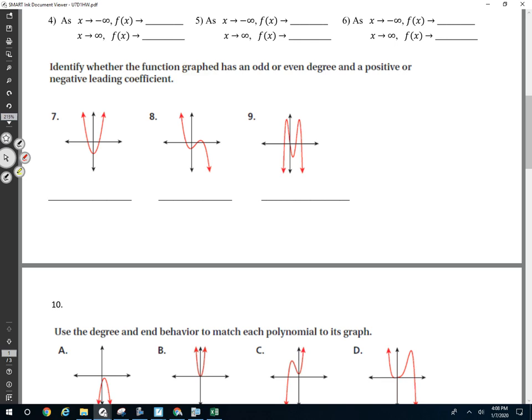Just these ones, the letters. Yes, this is an even. This looks just like x squared, so that's why it's an even. This is an odd because it looks more like x cubed. You got the correct leading coefficients, which is good. So please write odd, even, and then positive or negative leading coefficients.